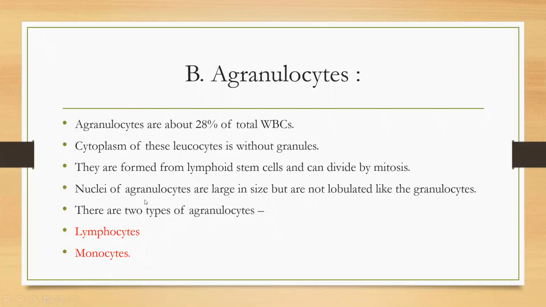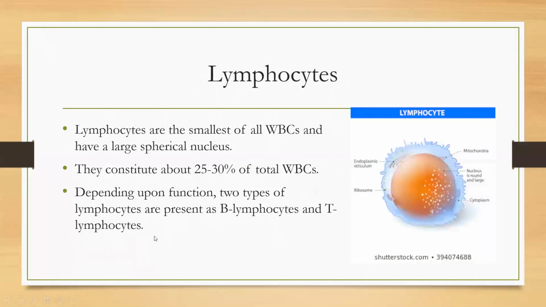Now, how is the nucleus of agranulocytes? They are large in size and not lobulated. That means the nucleus cannot be divided into many lobes, so it is called non-lobulated. Agranulocytes are of two types, lymphocytes and monocytes. Let us go to the first type, that is lymphocytes.